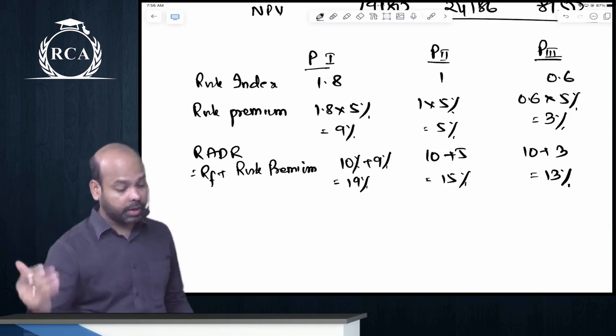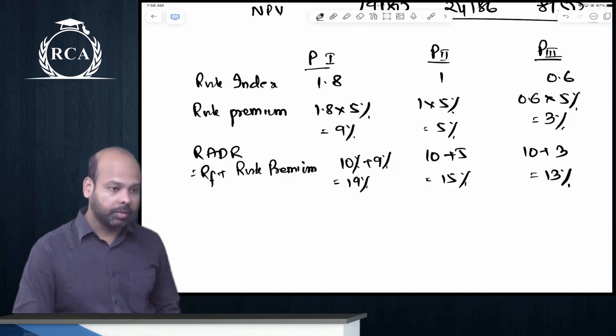Now you can start computing the risk adjusted values. All 3 projects are done.